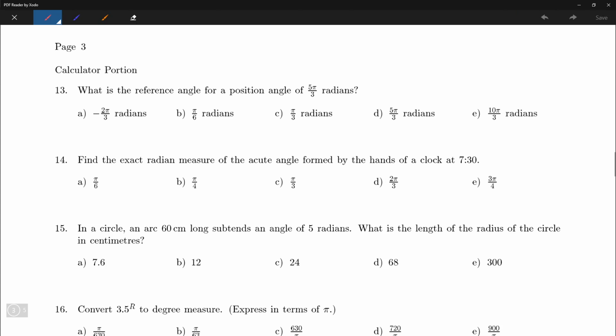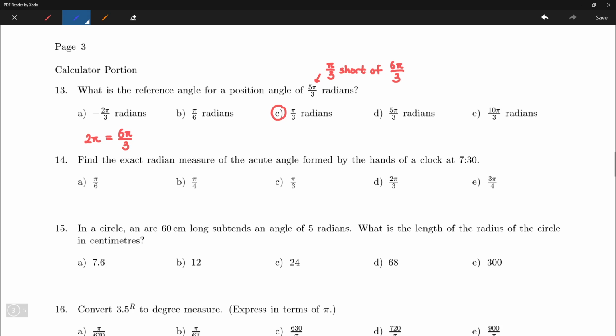We know that 2 pi is a full rotation, and of course that is equal to 6 pi over 3. And here 5 pi over 3 is pi over 3 short of 6 pi over 3. So we know that the reference angle is going to be just pi over 3. So the answer here is C.